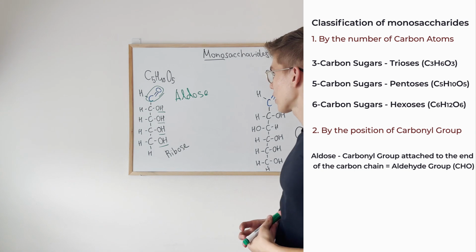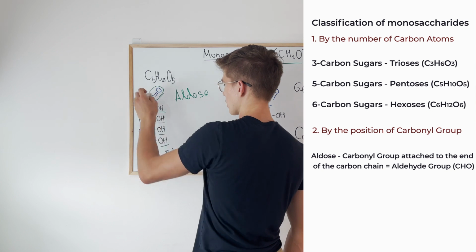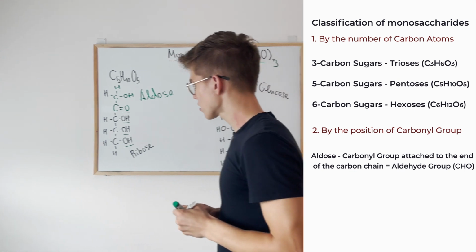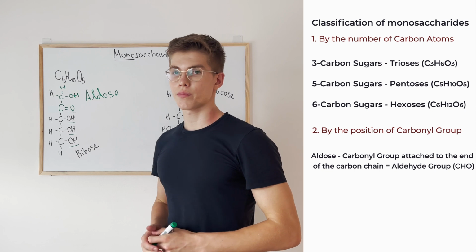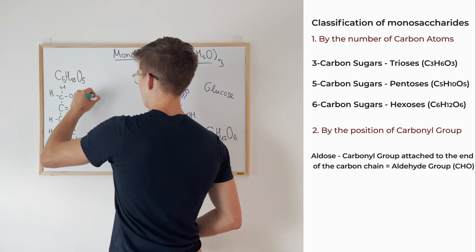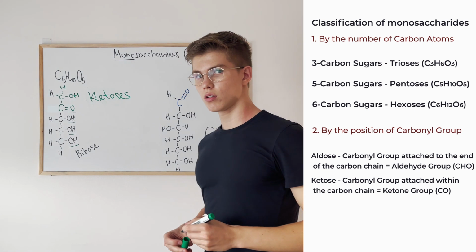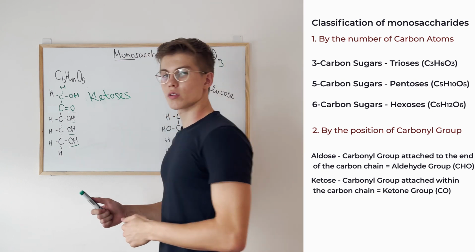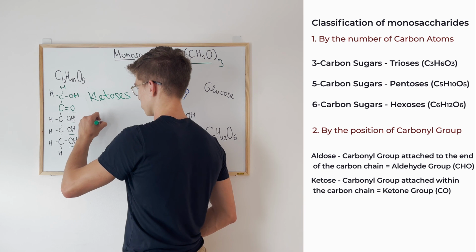But if we place the same carbonyl group from the end inside the molecule, then it will be a completely different sugar, and this group will be called ketoses. And as I said, it is a completely different sugar, so it is not called a ribose, it is now a ribulose.